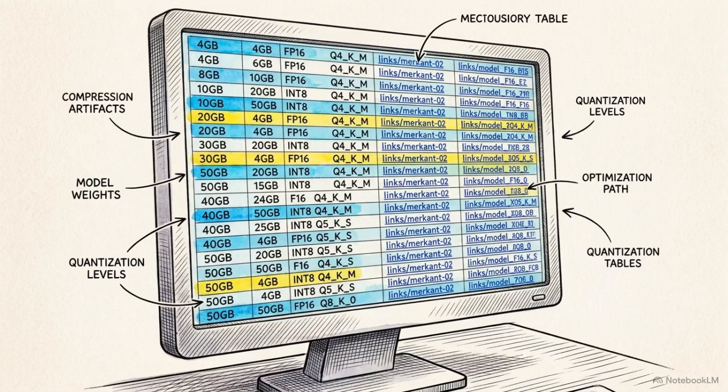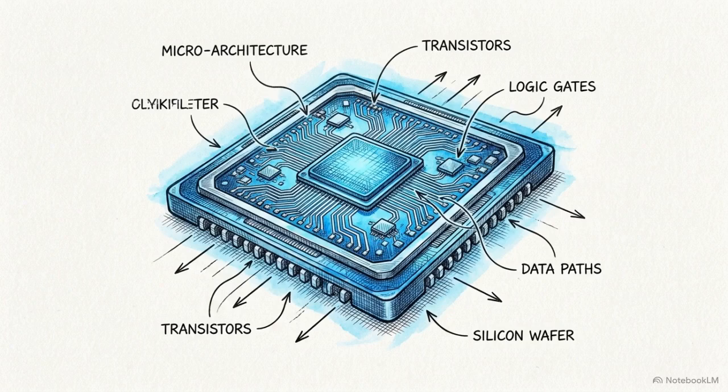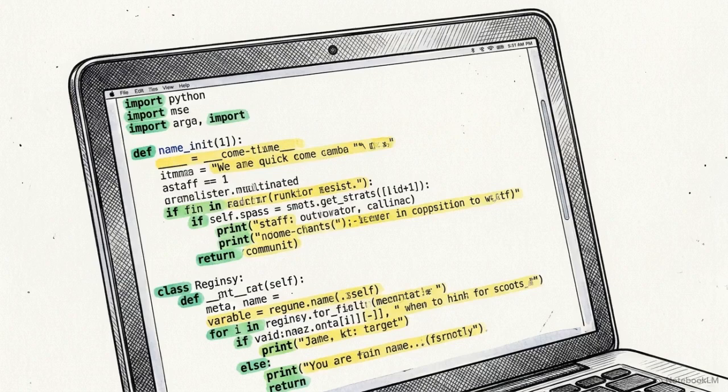This leaves you staring at a repository download page with 15 confusing versions of the exact same model: FP16, int8, Q4KM. Your goal is to find the exact mathematical sweet spot, the file small enough to prevent your computer from crashing, but precise enough to actually be useful.